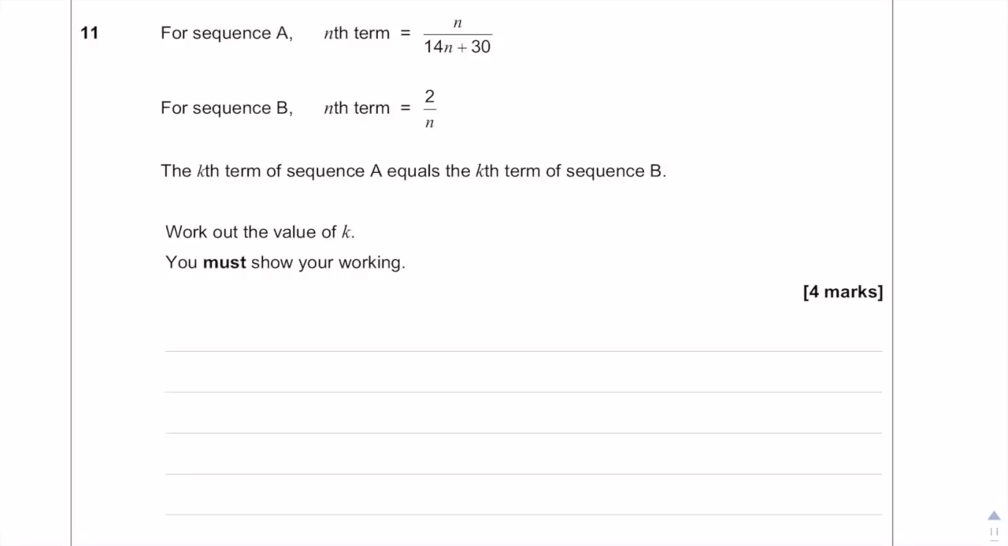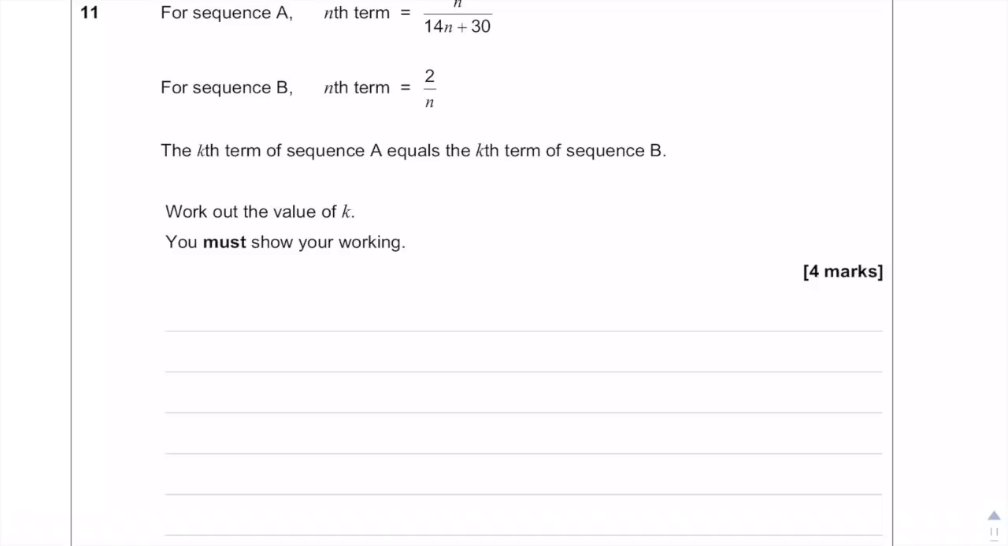So to work out the kth term, I've just got to replace n with k. So sequence A is going to be k over 14k plus 30. And I know that this is equal to the kth term of sequence B, so that's going to be equal to 2 over k. So now I need to solve this equation and work out my value of k.